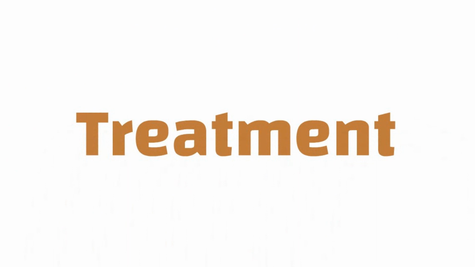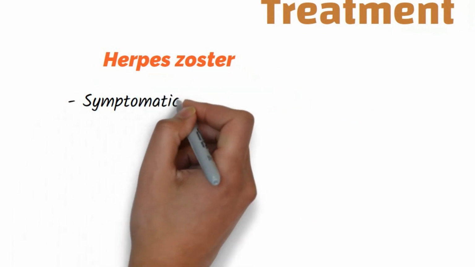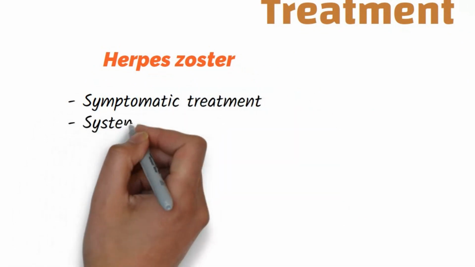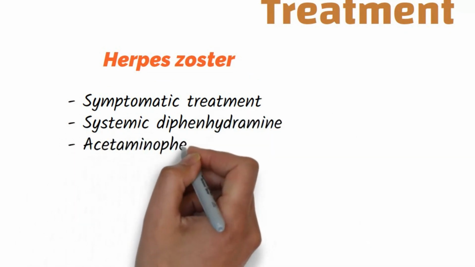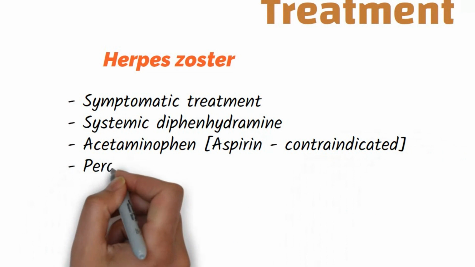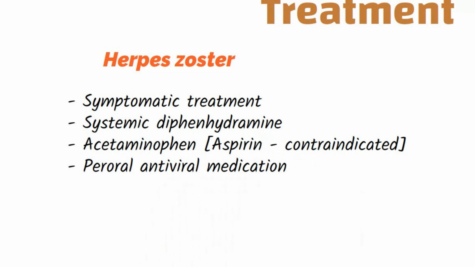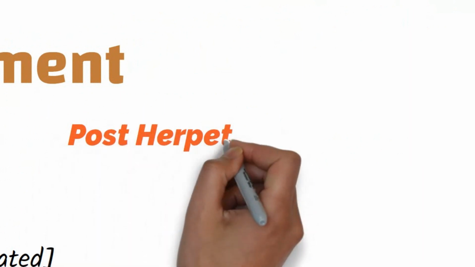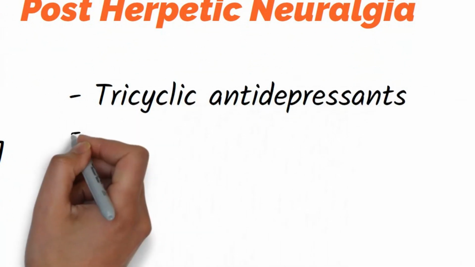Treatment. Herpes zoster can be treated symptomatically with warm baths with soap and calamine lotion. Systemic diphenhydramine is given for pruritus. Acetaminophen can be given to reduce fever. But aspirin should not be given because it may cause Reye syndrome. Peroral antiviral medication like acyclovir and valacyclovir are given to reduce duration and severity. For post-herpetic neuralgia, tricyclic antidepressants, anticonvulsants and opioids are given.